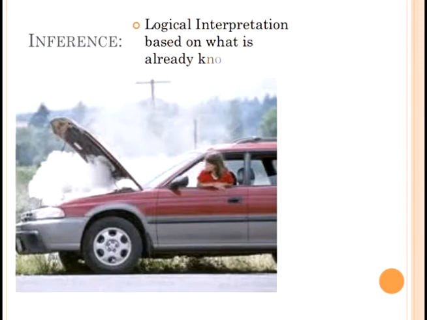The question I have for you is, why is this car on the side of the road? The answer to that question is an inference, which is a logical interpretation based on what is already known. In your life, you may have seen a car that's on the side of the road. You use something you already know to apply it to a new situation. That's called making an inference.